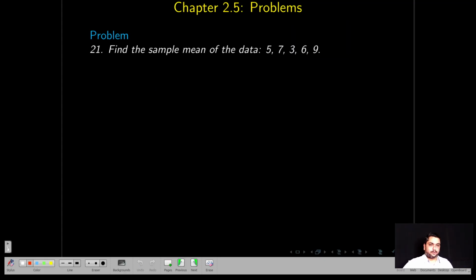We'll see some more simple problems. Quickly we'll finish them. Find the sample mean. They are saying to find the sample mean of the data. That means this is the sample mean. So x bar equal to 5 plus 7 plus 3 plus 6 plus 9 divided by n. What is the n value here? 5. Divided by 5, we will get it as 6.